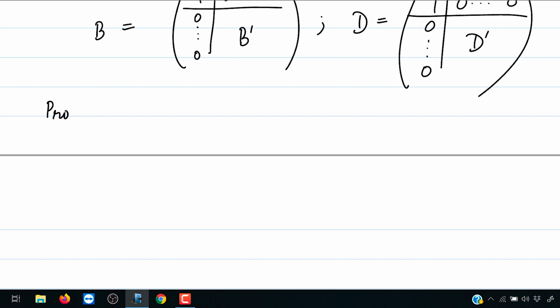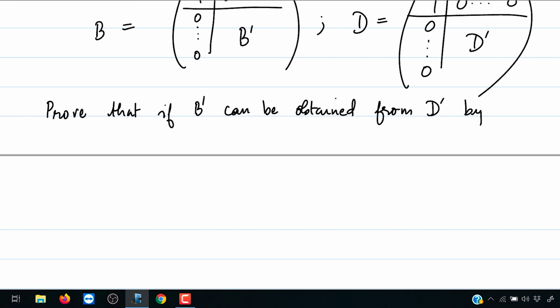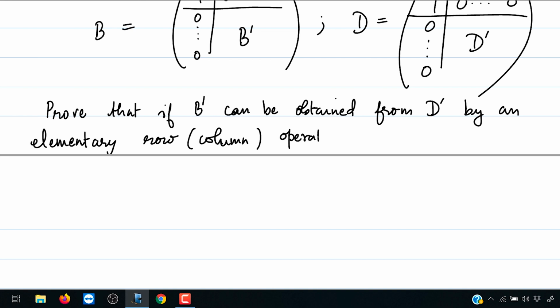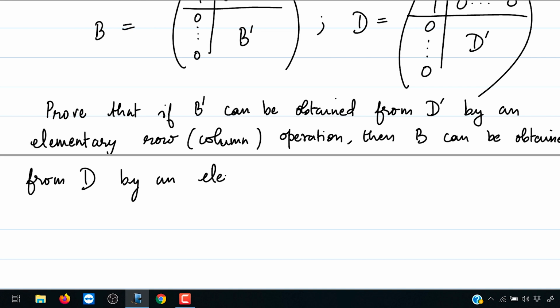So prove that if B prime can be obtained from D prime by an elementary row, or rather for that matter even a column operation, then B can be obtained from D by an elementary row operation.